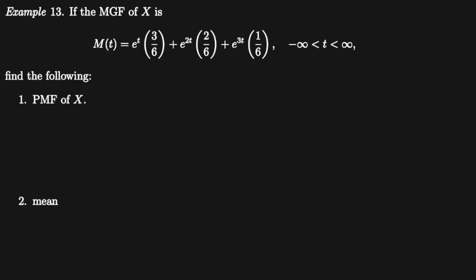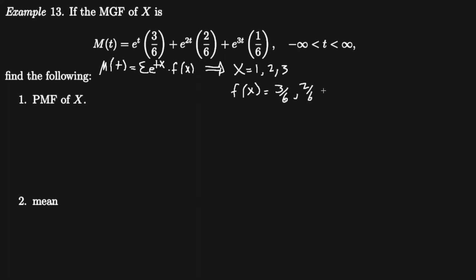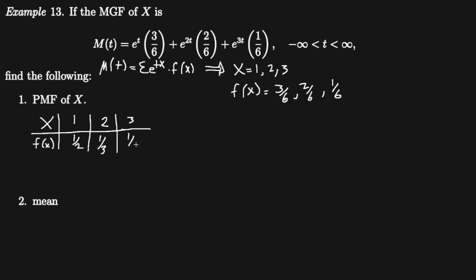So we can start with the first one, which is the PMF of x. But before we do that, we have to rewrite M of t as the summation of e to the power of tx times f of x, where x is 1, 2, and 3, and f of x is 3/6, 2/6, and 1/6. Now using that information, we can write the PMF of x, where x is 1, 2, and 3, and f of x is 1/2, 1/3, and 1/6 simplified.